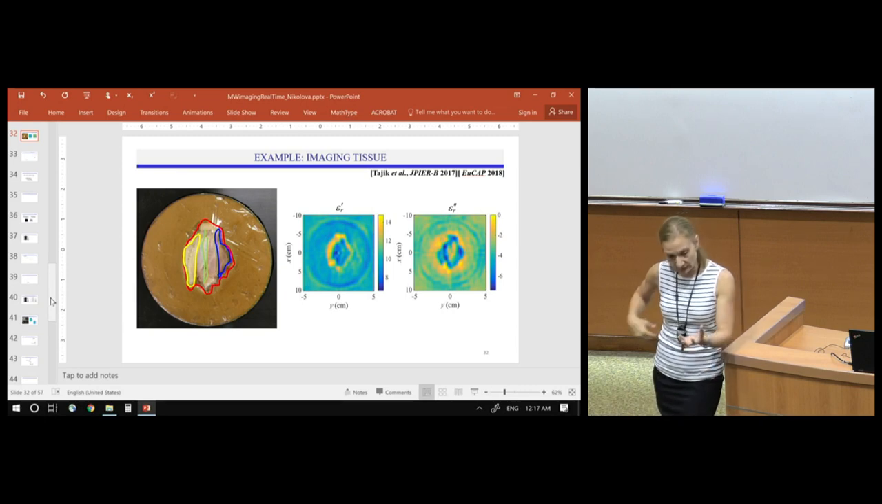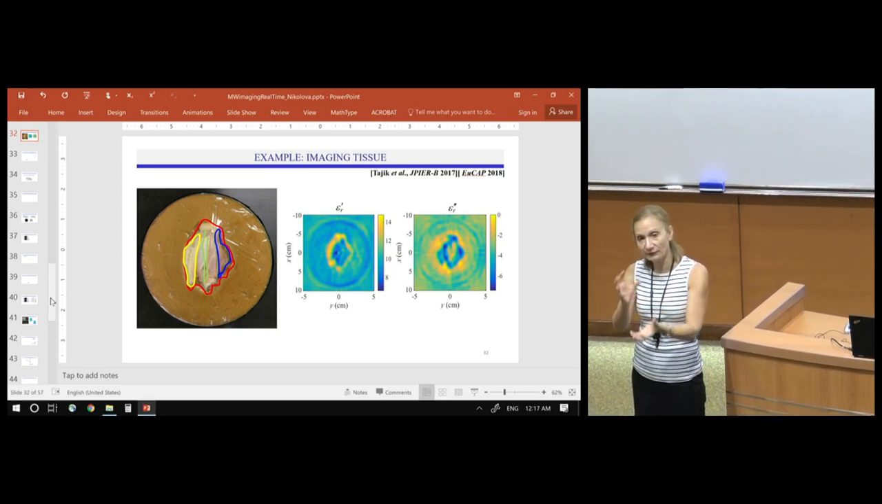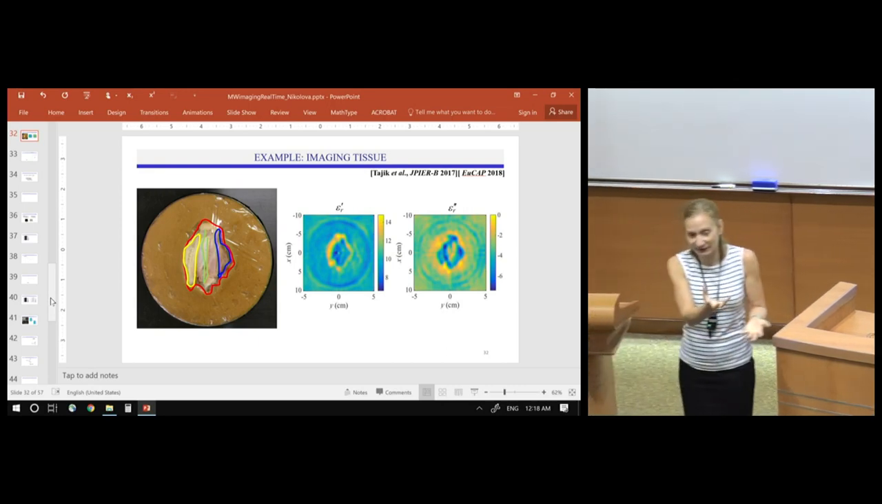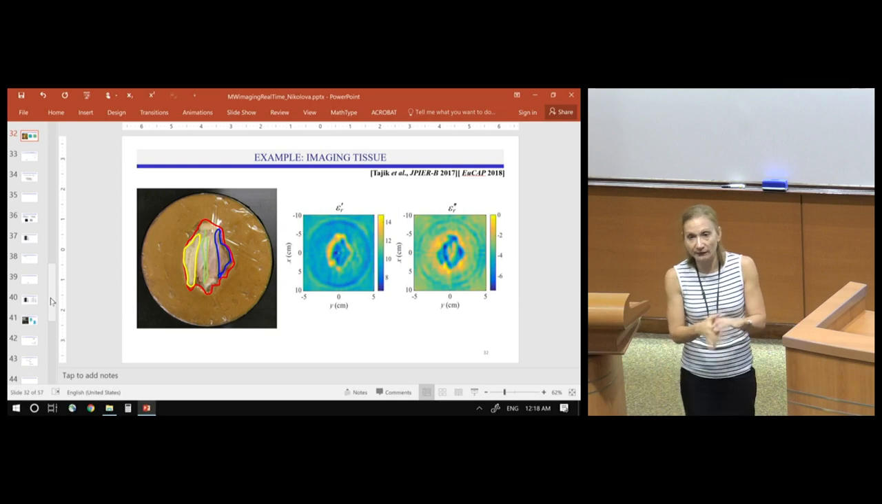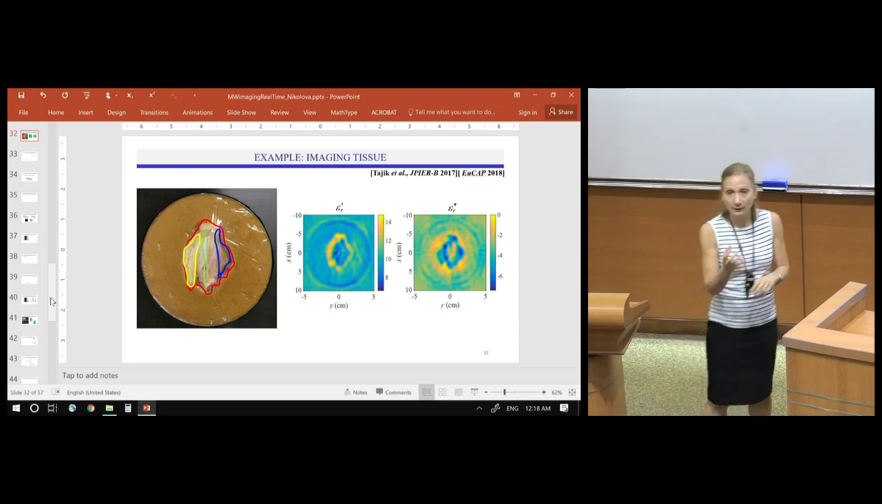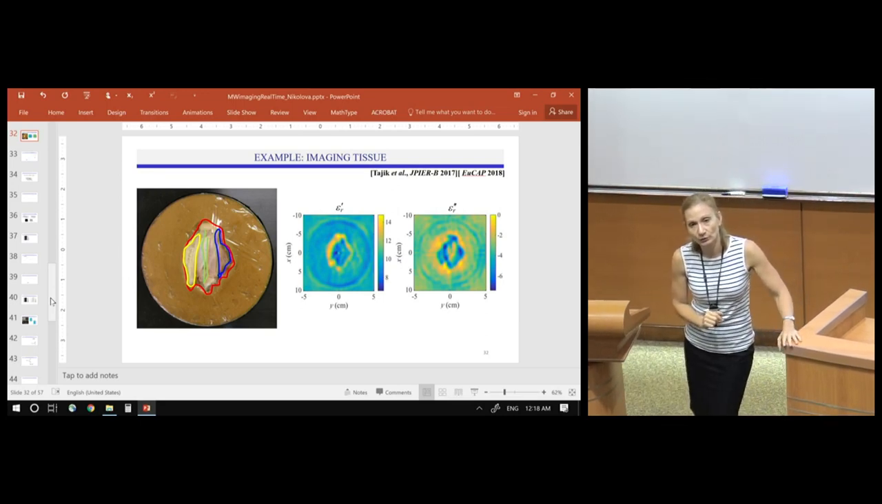For the hemispherical ones, they don't care about the skin effect because their antennas are also just 1 millimeter from the skin. And they have coupling gel. Sometimes they actually use ultrasound gel, like in Bristol. They use just a layer of ultrasound gel between the antennas and the skin. So they eliminate the problem of skin reflection by placing the antennas right on top of the tissue. Ideally.